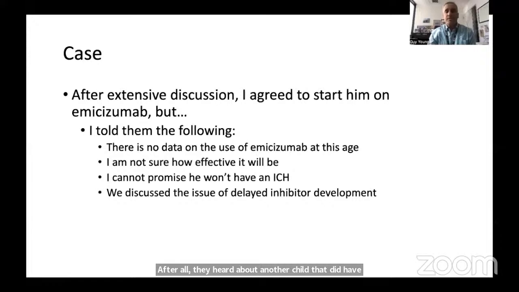Well, after an extensive discussion, I agreed to start him on emicizumab, but I did tell them the following. There is no data on the use of emicizumab at this age. And remember, he was 5 weeks old. I'm not sure how effective it will be. Of course, I don't have data, so I can't promise that. And I certainly can't promise he won't have an intracranial hemorrhage. And we discussed the issue of delayed inhibitor development, which I'm going to come back to in a few minutes.